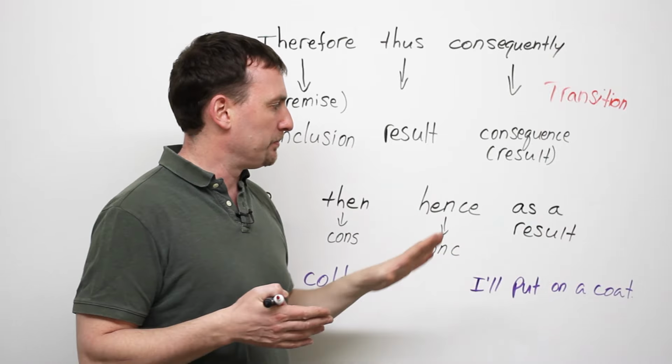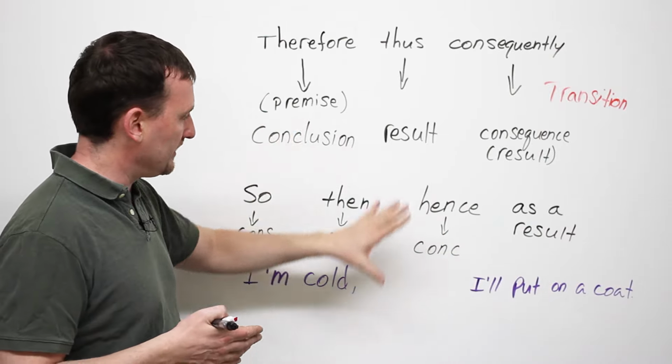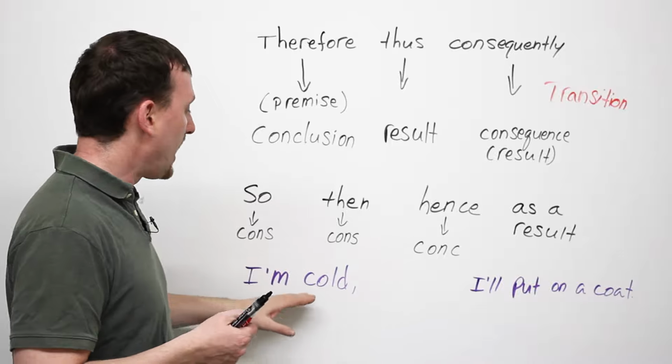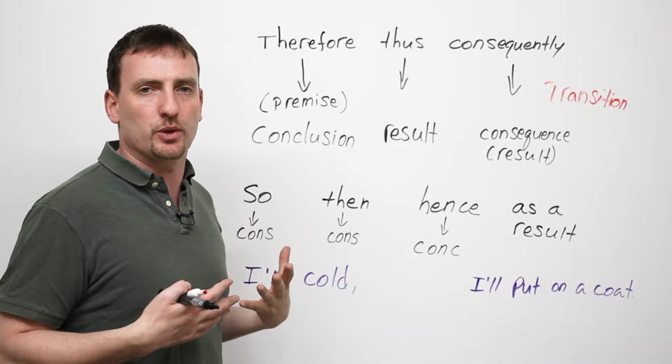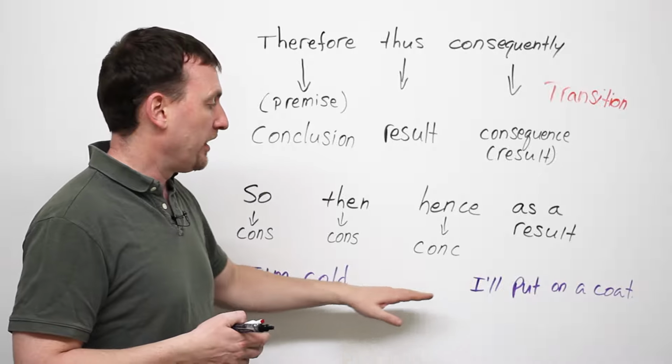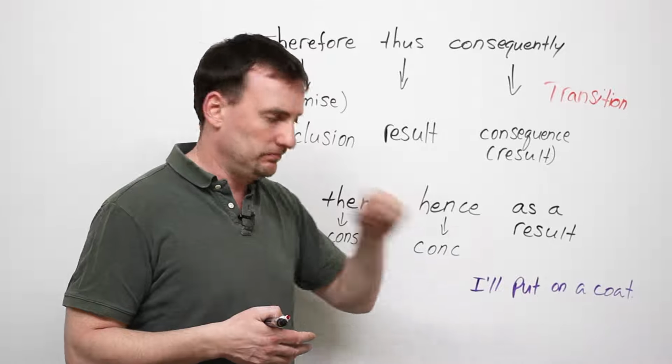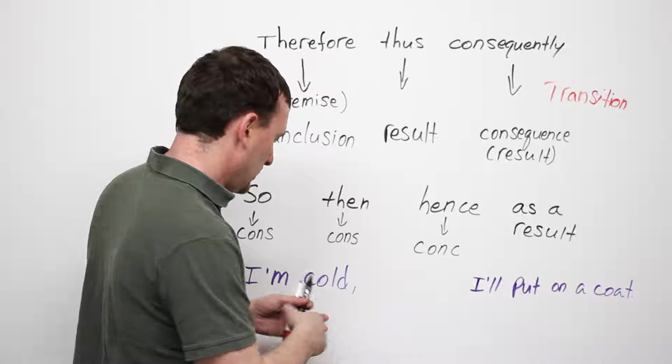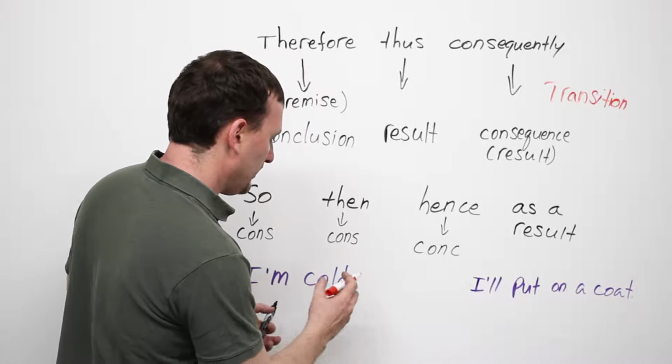Okay, so before we look at all of these individually, let's look at some examples. I'm cold. Okay, this is a situation. I'm cold. Therefore, I'll put on a coat. Excuse me. Actually, you know what? Let me change this. Sorry, I'll put a period here.